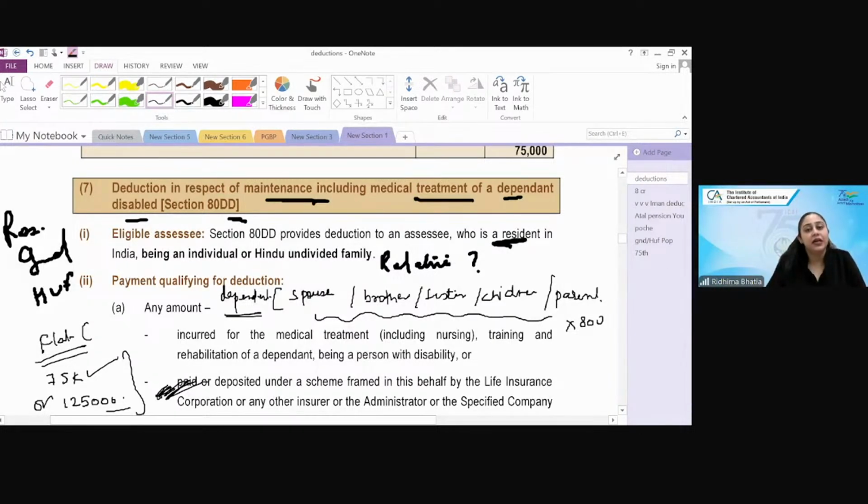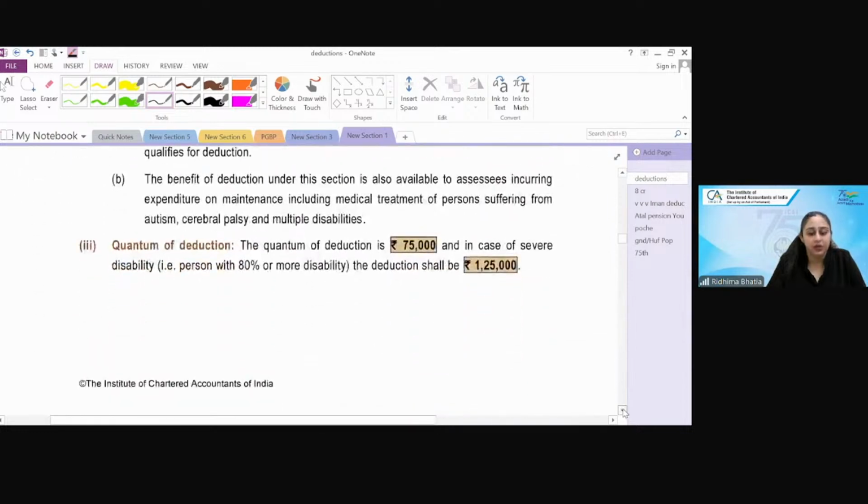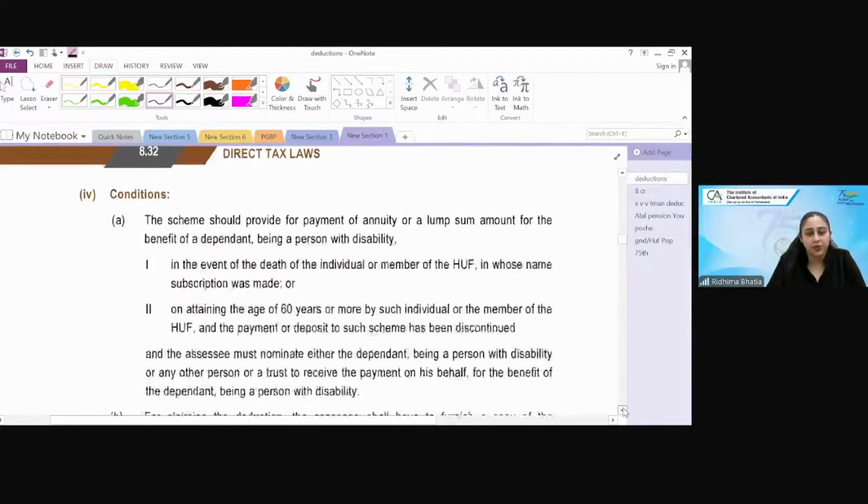So if they are claiming ATU, then 75,000 or 125,000 would not be allowed. If he is claiming 75,000/125,000 for maintaining them, then they cannot claim ATU. One section only: either the disabled person will claim or the person maintaining them will claim. Got it? Sure. Next thing, which came from assessment year 23-24, got many people surprised.